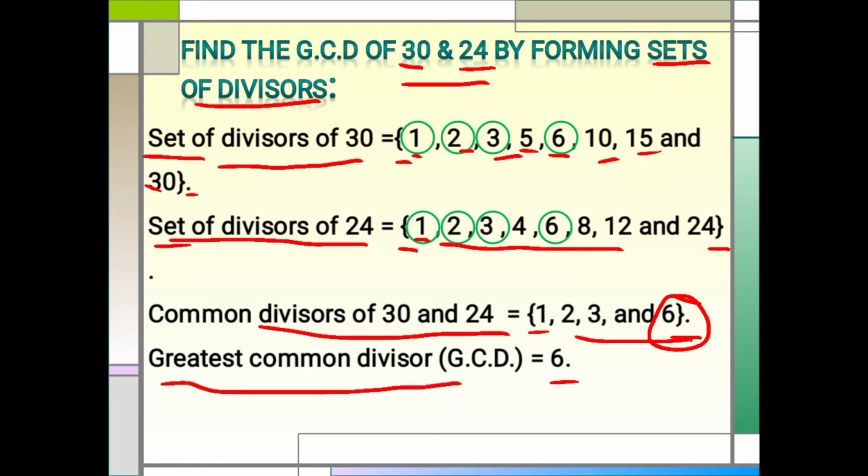Okay, so greatest common divisor means you have to find out the common divisor that should be greatest one. As you can see here you have 4 different types of common divisor, but which one is greatest? Obviously 6. Okay, so 6 is your greatest common divisor, and this is the method that we call sets of divisors method. Okay, now move on to the next method, GCD by factorization method.